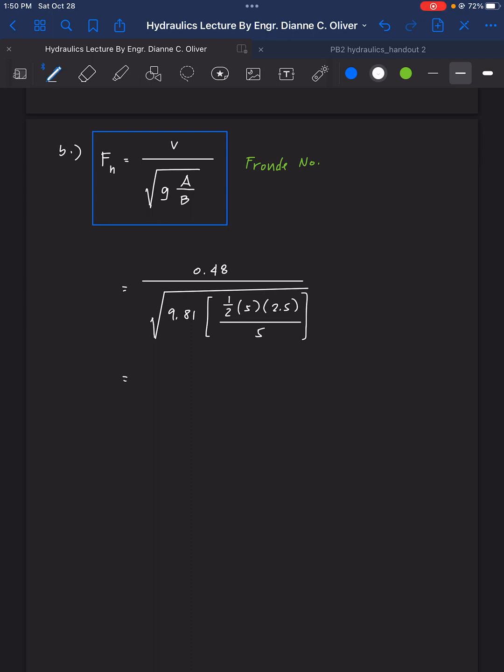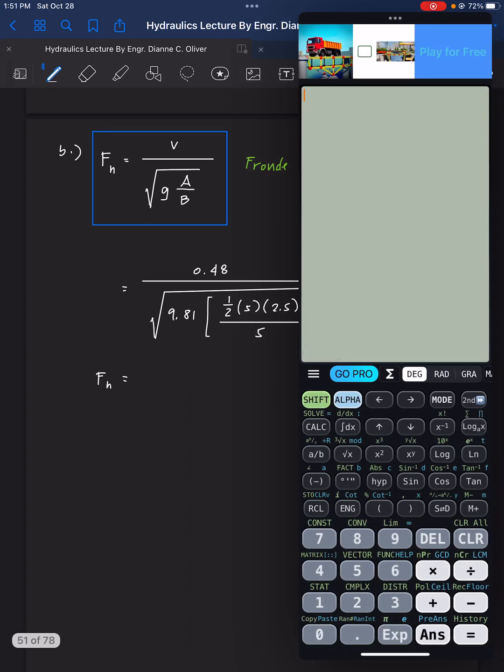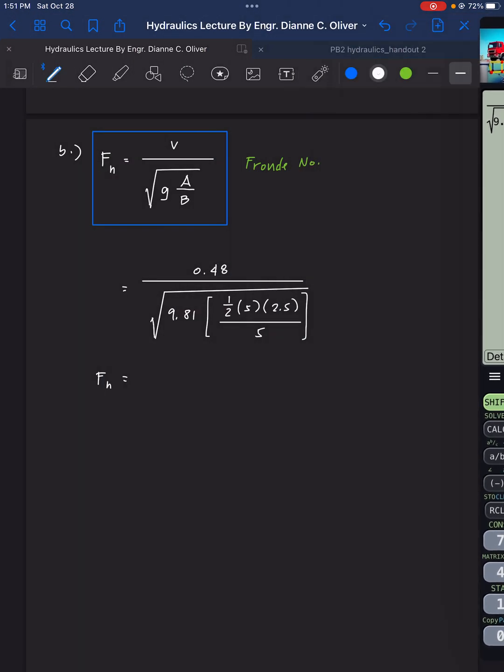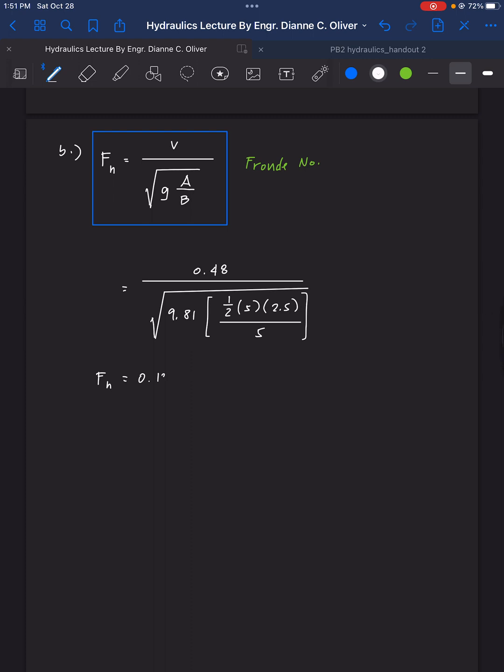So that is now equal to Froude number is now equal to 0.48 over square root of 9.81 times, so cancel 5, that is 2.5 over 2. So that is 0.137. This is the Froude number.